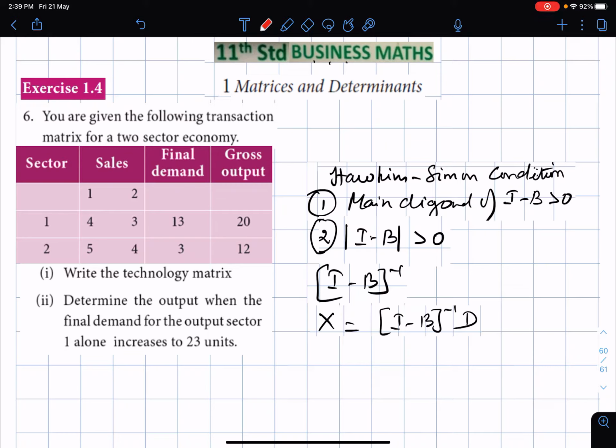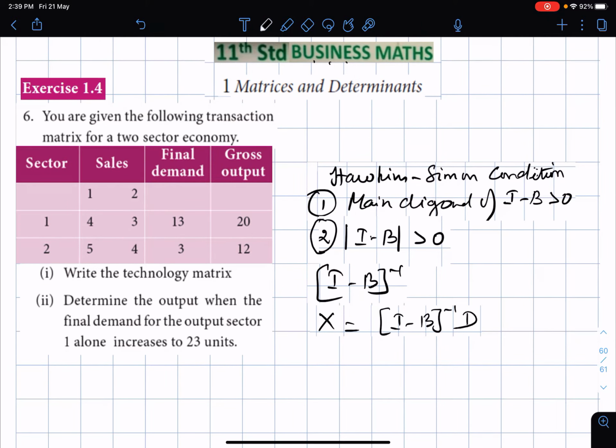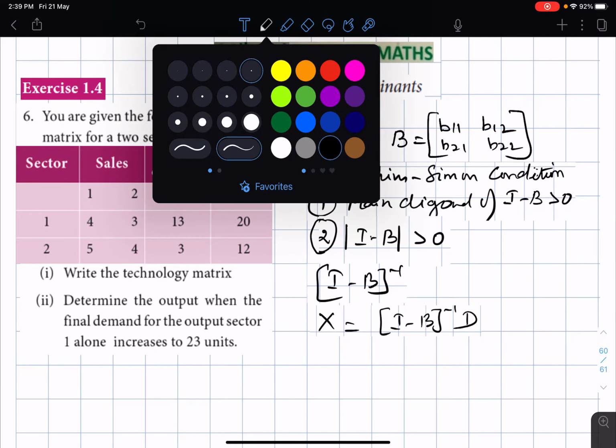So for all these type of problems in exercise 1.4, I'm going to give you a 4-step method. If you remember this 4-step method, you can do whatever they ask when they give a two sector economy. Your first step is going to be to determine the technological matrix. So find matrix B, that is nothing but B11, B12, B21, B22.